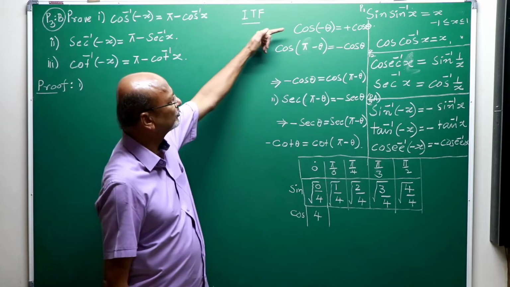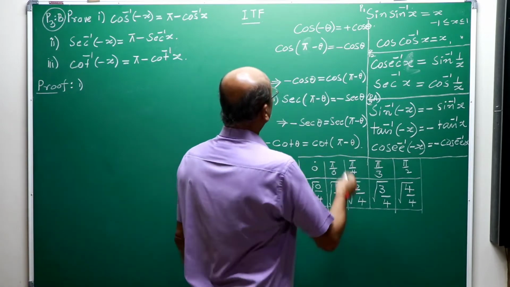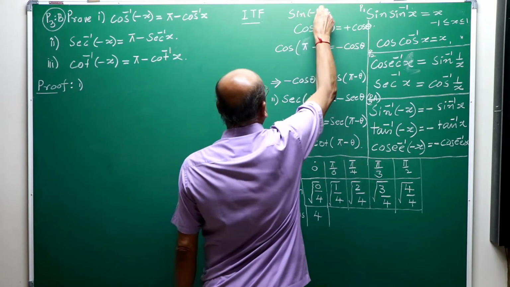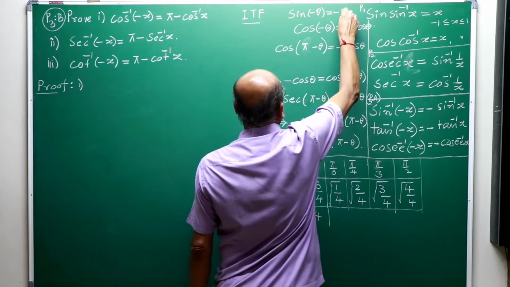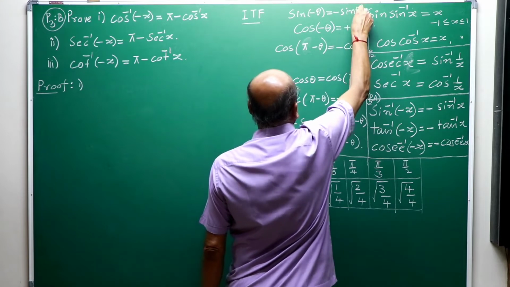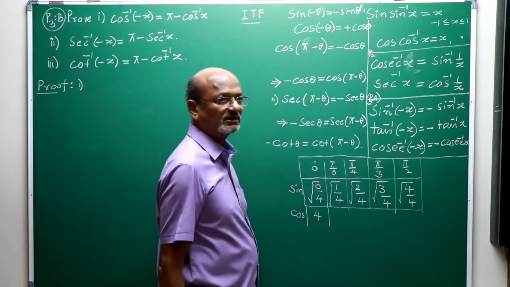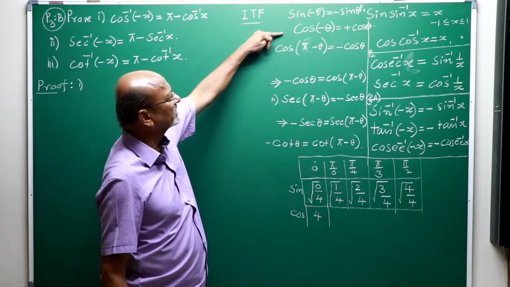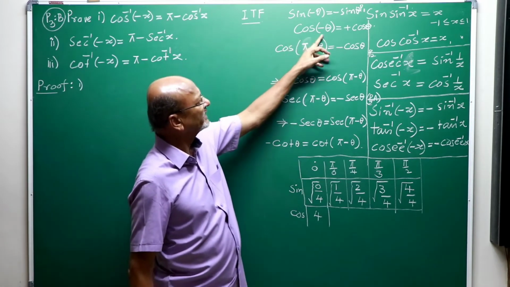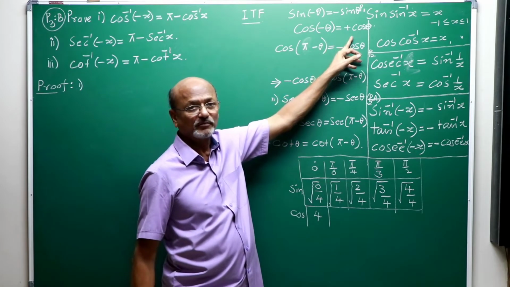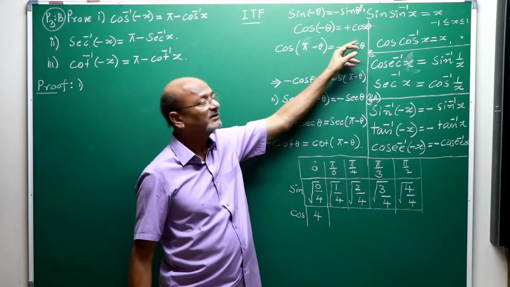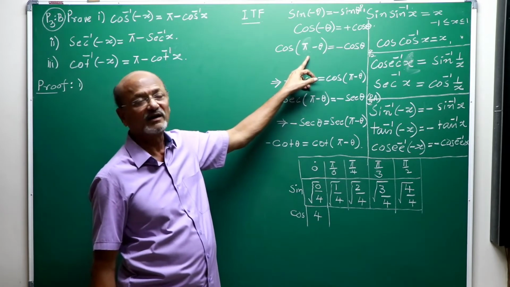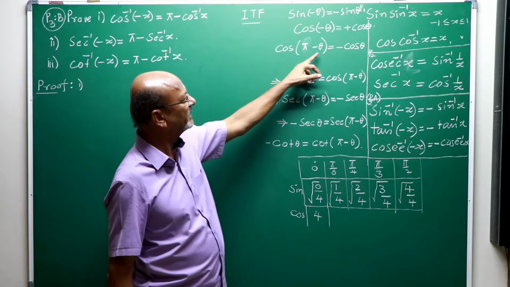My friends, you know sine of minus theta is minus sine theta. This is true in case of tan as well as cosec. But in case of cos, cos of minus theta is plus cos theta, it is not minus. Then instead of this, we use another property. What is that property? Allied angle: cos of pi minus theta.